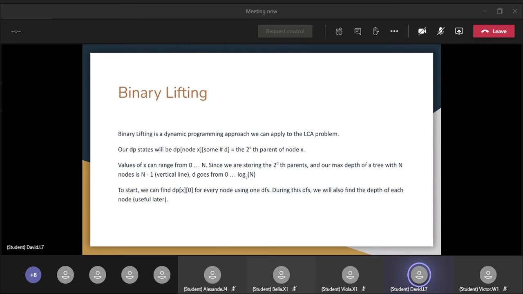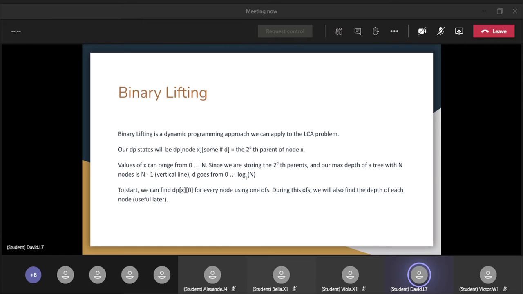So basically, binary lifting is a dynamic programming approach that we can apply to this LCA problem. And our DP will work such that DP of node X for some number D will store the 2 to the dth parent of X. That might be kind of confusing, but I'll go more in depth later. Values of X can range from 0 to n because they're just all the nodes. And because we're storing the 2 to the dth parent, and the max depth of a tree with n nodes is n minus 1, the maximum value of D would just be log base 2 of n.